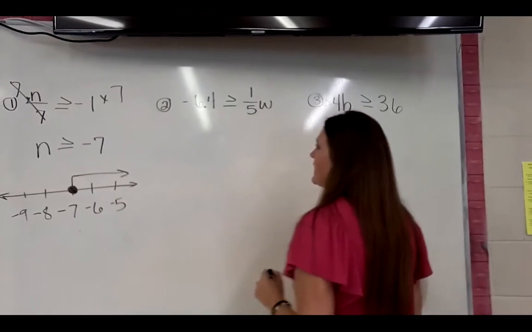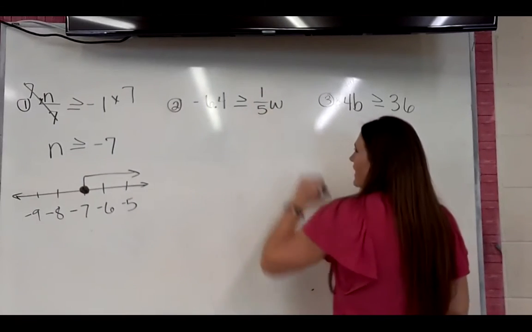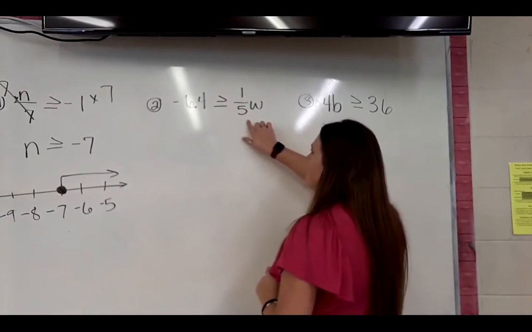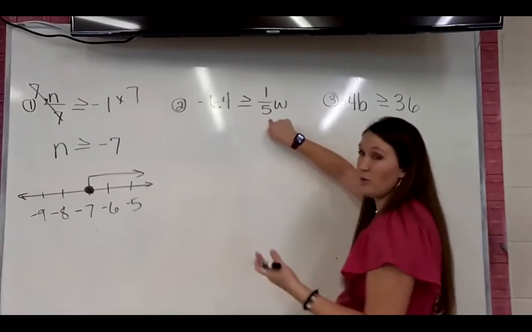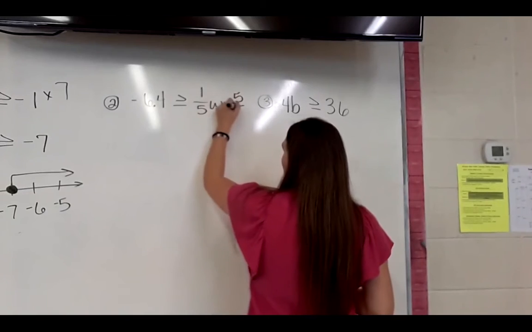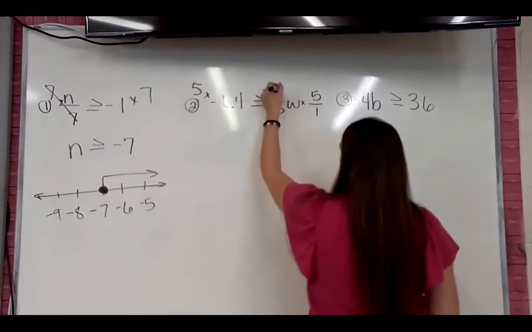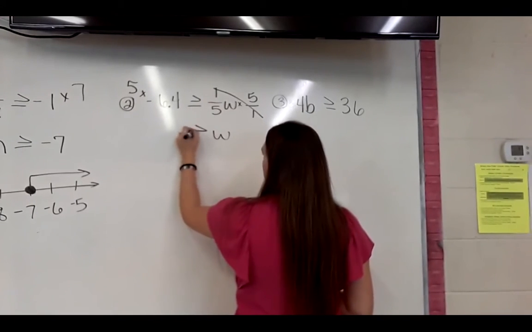On 2, negative 6.4 is greater than or equal to 1/5 w. This is 1/5 times w, so to get rid of it, we would divide by 1/5, but if you remember, we can't divide a fraction by a fraction, so we flip it and multiply. 5 over 1 is really just 5. So I'm multiplying both sides by 5.